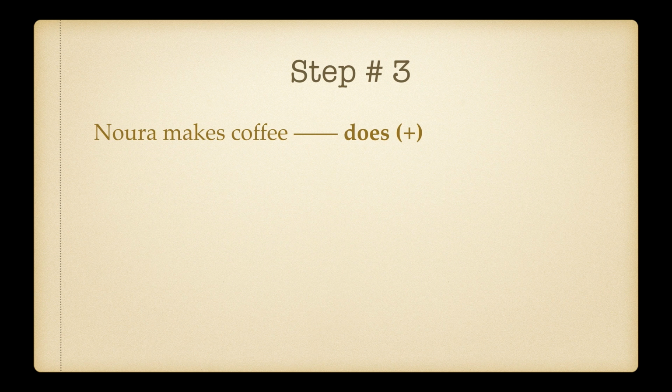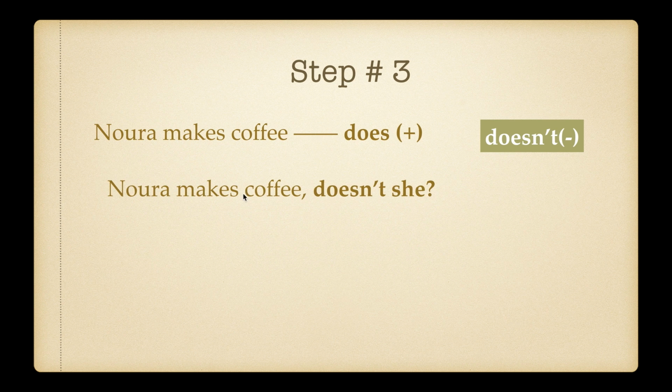All right, let's see some examples here. Nura makes coffee. Where's the auxiliary verb? It is right here. You don't see it, yeah? Does. Does is positive or negative? I put it here for you. Positive. What's the negative? Doesn't. Very good. And what's the tag question? Nura makes coffee, doesn't she?